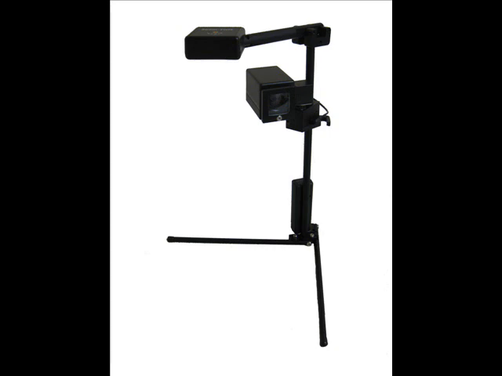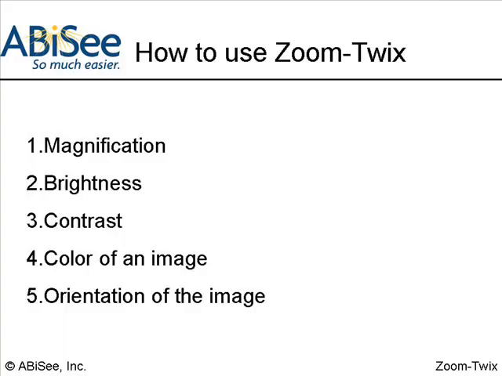The following five options can be used to create a better image of an object being viewed by the Zoom-Frog camera. 1. Magnification. 2. Brightness. 3. Contrast. 4. Color of an image. And 5. Orientation of the image.